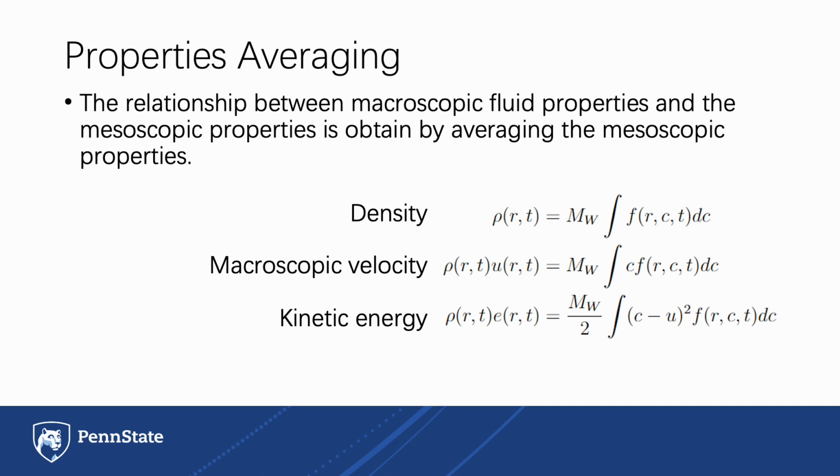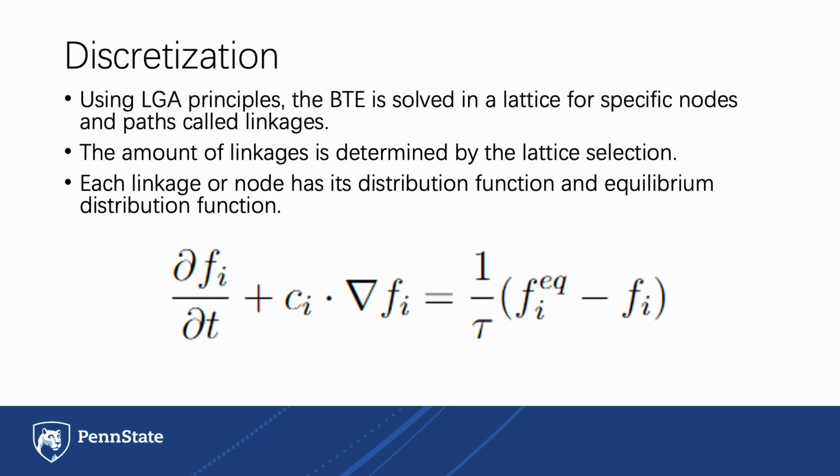So, this is the basis of the method, and the way of relating this distribution function with the macroscopic properties of the system is by averaging, by using the distribution function. So it's just an integral multiplied by the molecular weight, and you can find the density. And once you find the density, you can find other properties, like the macroscopic velocity and the kinetic energy. Those are the mathematical foundations behind the Lattice-Boltzmann method.